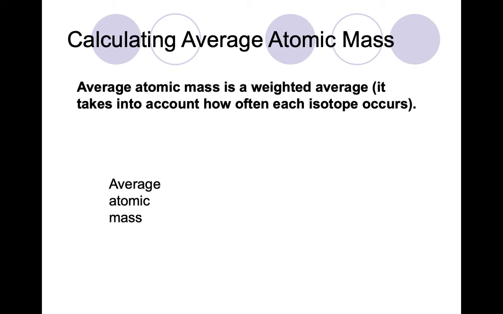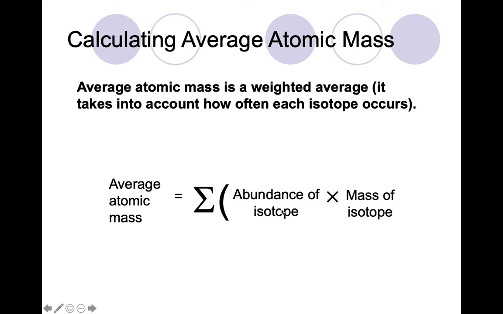So the average atomic mass of a single atom regarding the isotopes is the sum of the abundance of the isotope, so how often it is found on Earth, times the mass of the isotope. We do this for every single isotope. Let's say there are 4 isotopes. We take the abundance of the first isotope times the mass, then the abundance of the second isotope times the mass, the third, and the fourth. We add them all together. This is why you have this little backwards e. It means the sum of.